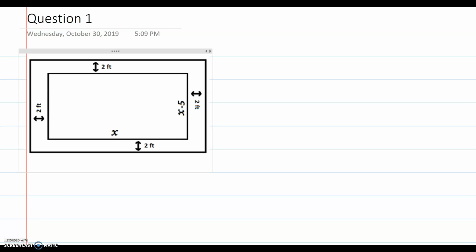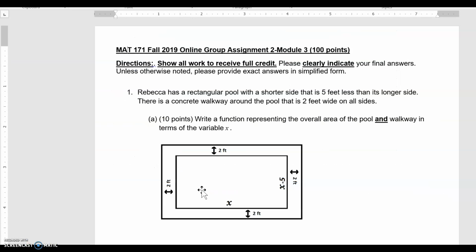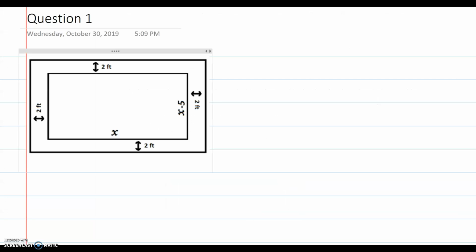And you have another problem about the walkway. So with this walkway problem, I'm going to pull out the problem. All right, so: write a function representing the overall area of the pool and walkway in terms of variable x. The overall area.